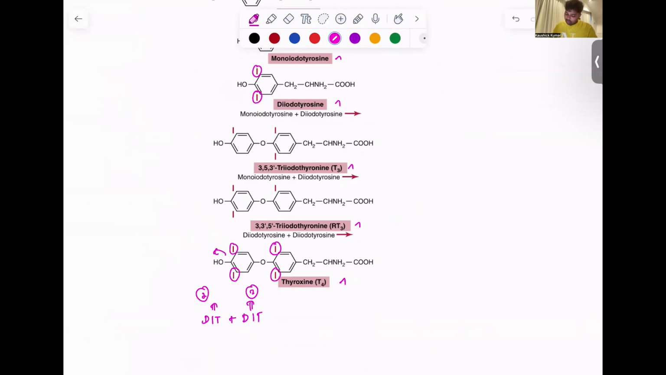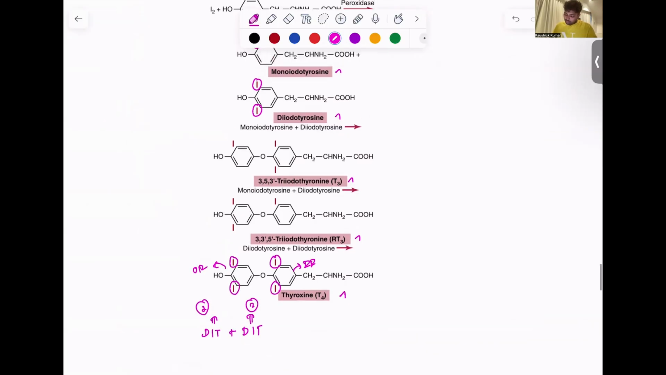This is called the outer ring. This is called the inner ring. This is T4. When you remove one of the iodine from the outer ring of T4, it becomes T3. So what does T3 basically contain? One MIT, one DIT, right? This contains two iodine, this contains one iodine. So T3 has three iodine: one, two, three. Iodine is absent in the outer ring.